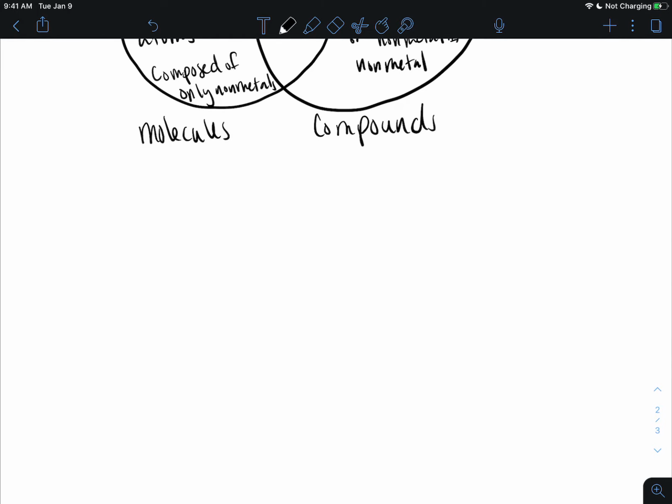Moving on, we're going to look at a mixture. So a mixture. No, that's not what I'm talking about yet. So let's look a little bit more at our elements on our periodic table.